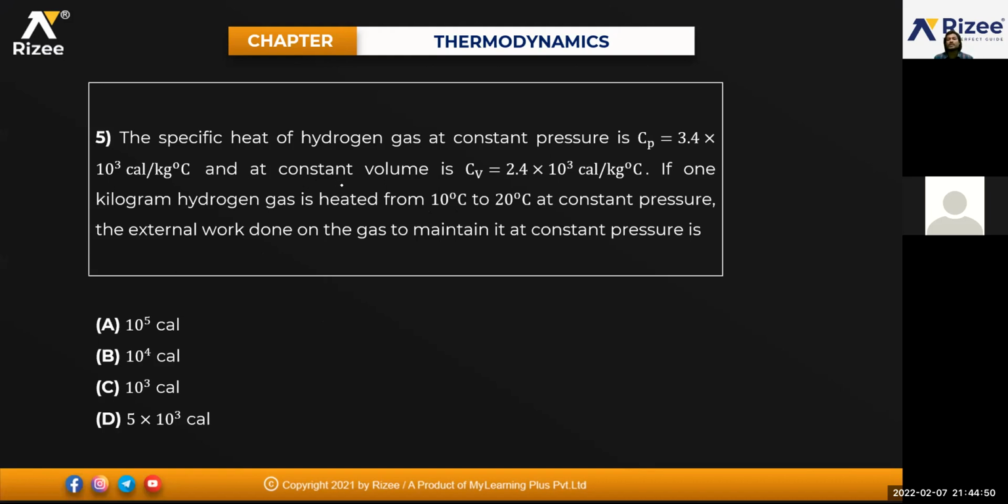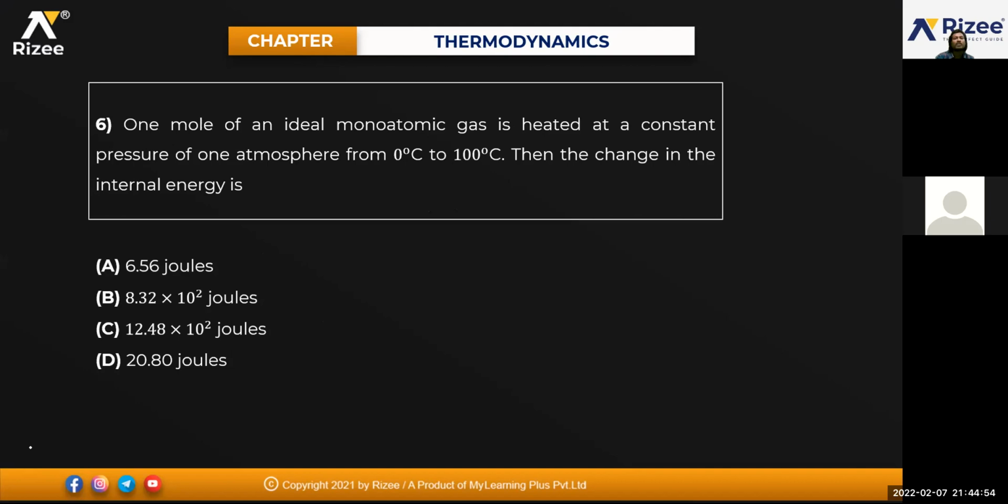The specific heat, I have not done this one yet, we'll do it later. And then 1 mole of your internal energy. Can anyone tell me this one right now, beta? 1 mole of an ideal monatomic gas is heated at a constant pressure of 1 atmosphere from 0 degrees centigrade to 100 degrees centigrade. Then the change in internal energy will be equal to how much?